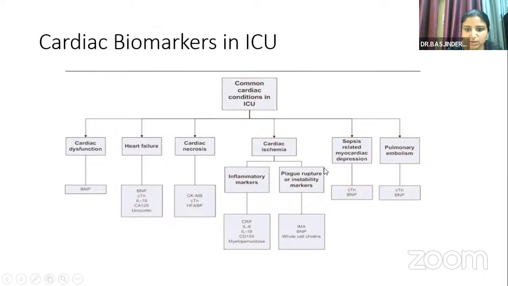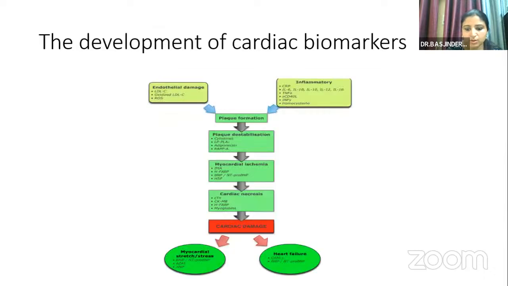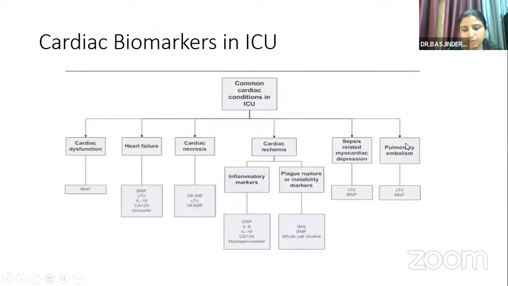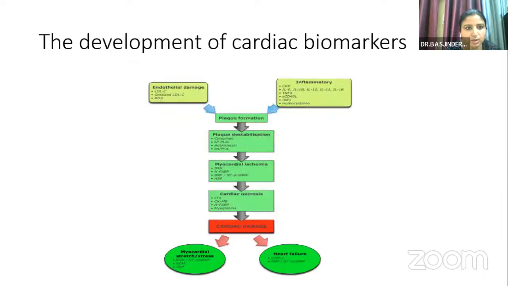Another subset of the patients we get in ICU, where common cardiac ailments are seen, is sepsis-related myocardial depression. Here your cardiac troponin and BNP levels can be measured when you suspect cardiac involvement in septic patients. Also, in cases of pulmonary embolism, cardiac troponin and BNP levels can be helpful when you suspect right heart strain, along with your echo findings, or when hypotension is persistent, along with your invasive investigations. So they can help you to find cardiac involvement in pulmonary embolism.